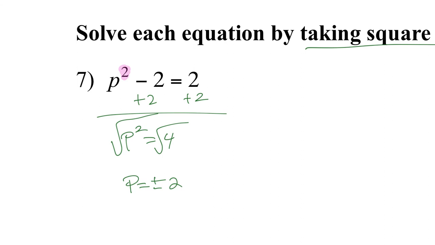And also on this step right here, where I have p squared equals 4, I'm looking for a number that I can plug in for p that is going to give me 4. So yes, 2 squared is 4. But also negative 2 squared is the same as 4. So that's why we need that plus or minus.